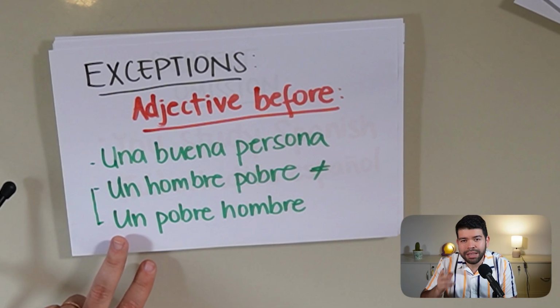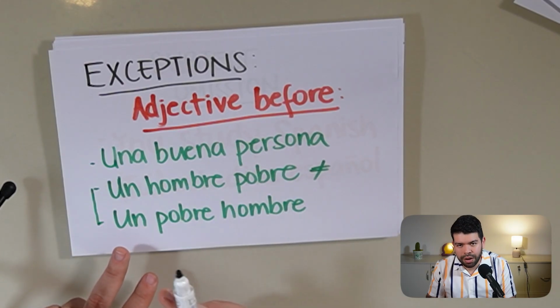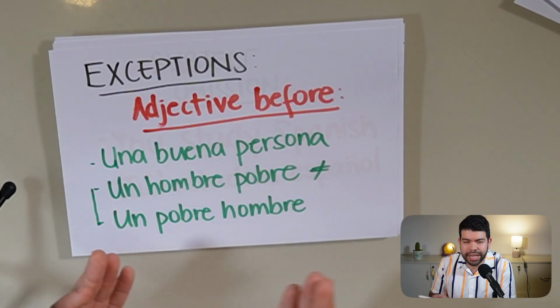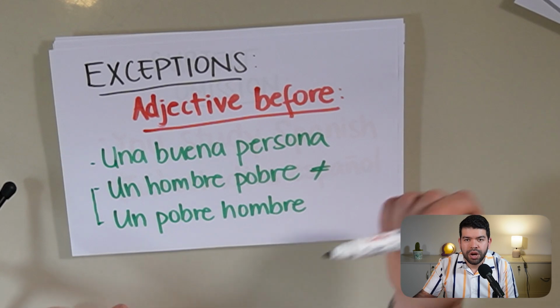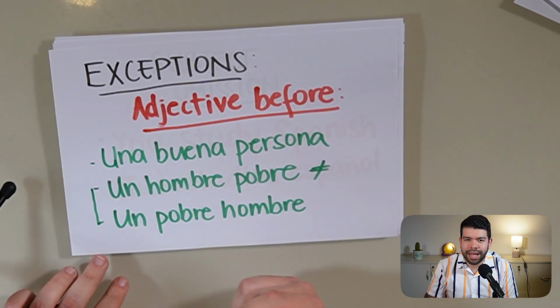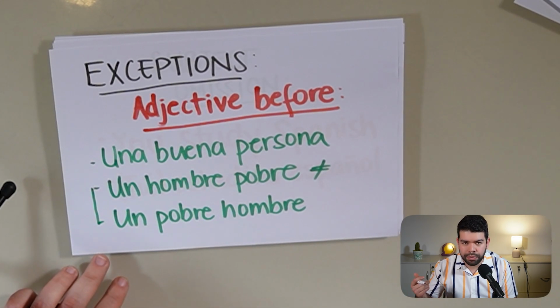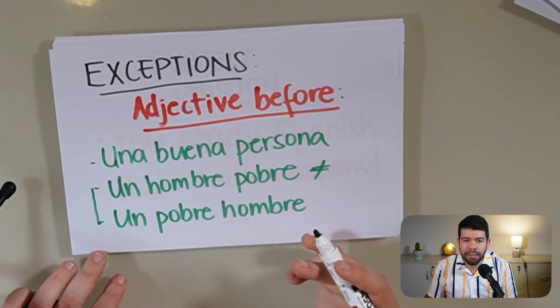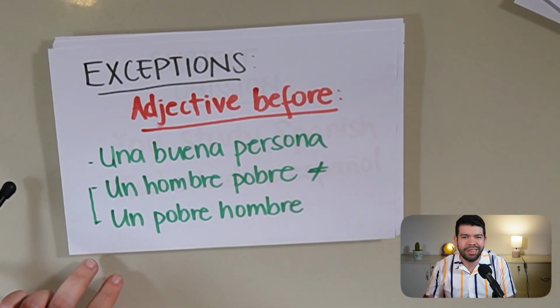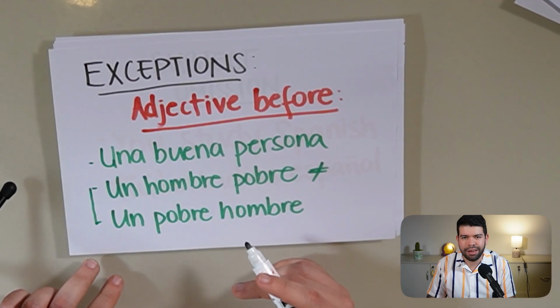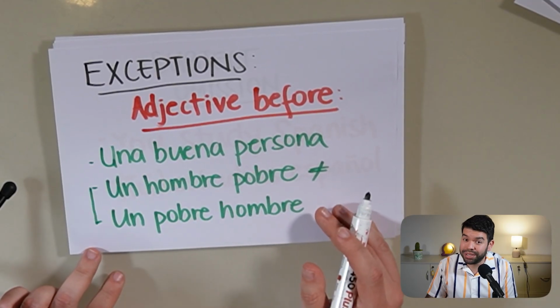In some cases, it might change the meaning or require something else. For example, look at this. Un hombre pobre is a man that is actually poor, financially, but un pobre hombre is a man that is going through a difficult moment or situation, okay? So, pay attention to that.